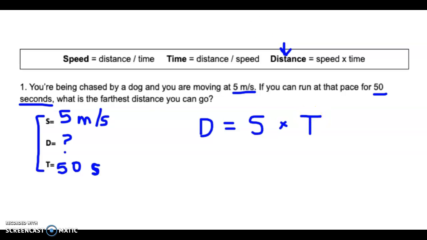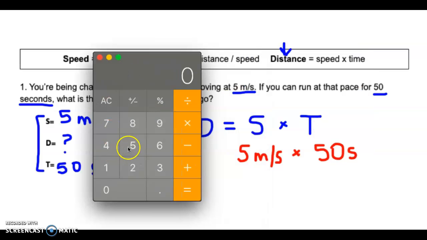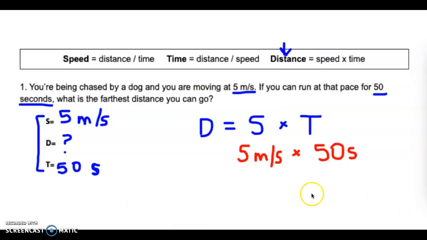And then I'm going to plug in. The first thing I'm going to do is fill in for speed, and that's 5 meters per second. And then I'm going to multiply that by 50, because that's going to be my time, 50 seconds. In order to solve that, you can do that in your head, or you can use a calculator. I'm going to do 5 times 50, and that's going to give me 250.